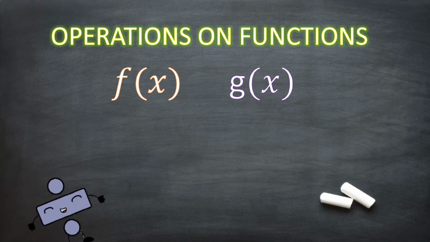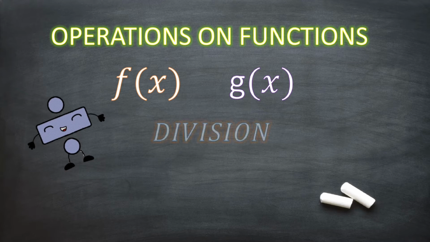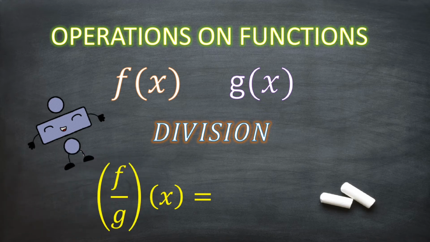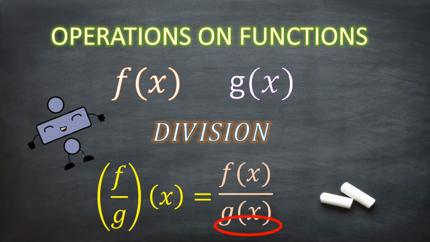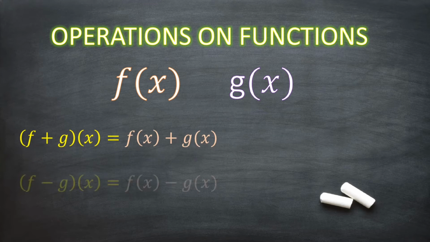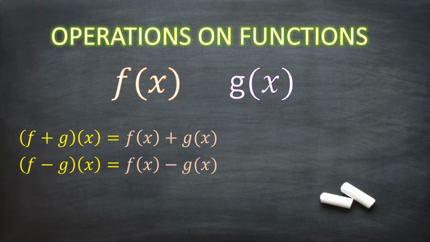We also have the division of functions. Still the same, the fraction bar is the indicator that we are dividing, so that is the quantity of f over g of x. Its equivalent is f of x divided by g of x, or f of x over g of x, as the fraction bar is our division symbol. So here are all the operations on functions, from addition to division.